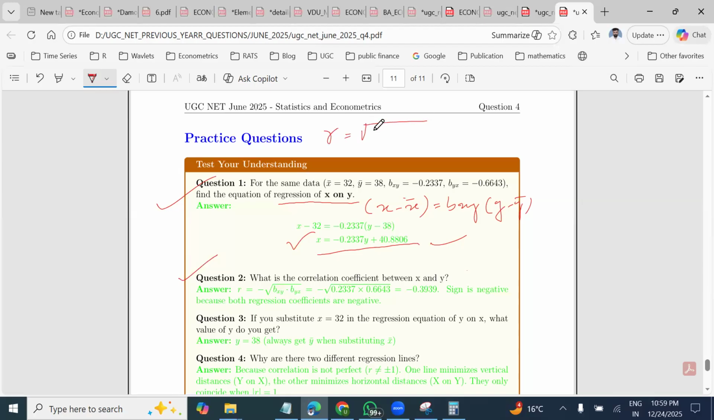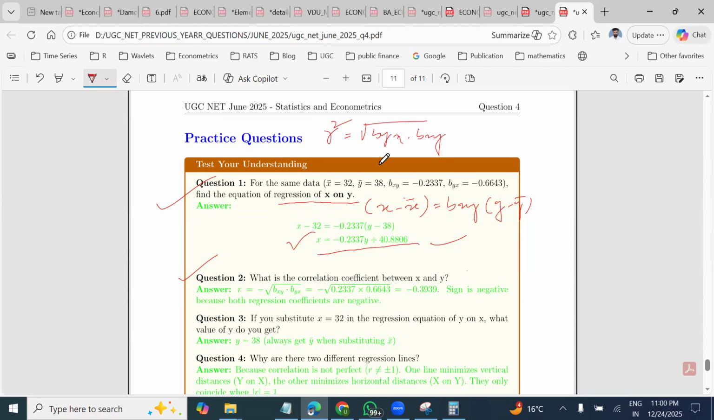Sir, r equal to minus bxy into byx. Not minus. Square root, na? Yes, sir. byx, yeah, it is given over here. What is the correlation coefficient? byx into bxy. You will take the square root.